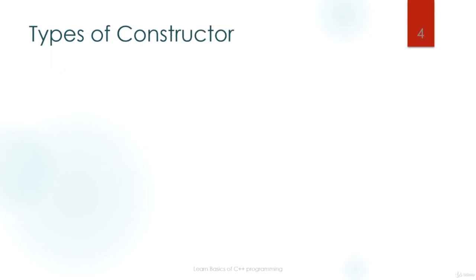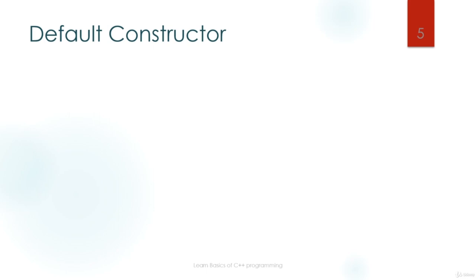Types of the constructor. There are three types of constructor. Which are they? Default constructor, parameterized constructor, and lastly the copy constructor. Let us see the constructors one by one in detail. The first that we are going to see is the default constructor.